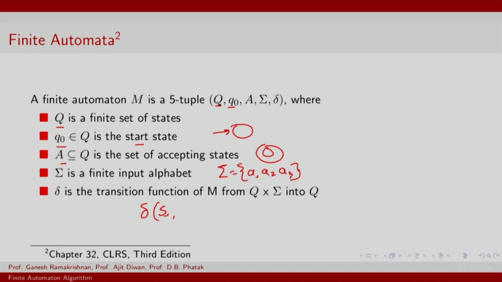So delta at S1 with input A1 took you to S2 and so on. So you can list all the deltas associated with the finite state automaton illustrated on the previous slide. Now what you want is to construct an automaton that will exactly accept strings corresponding to the pattern.